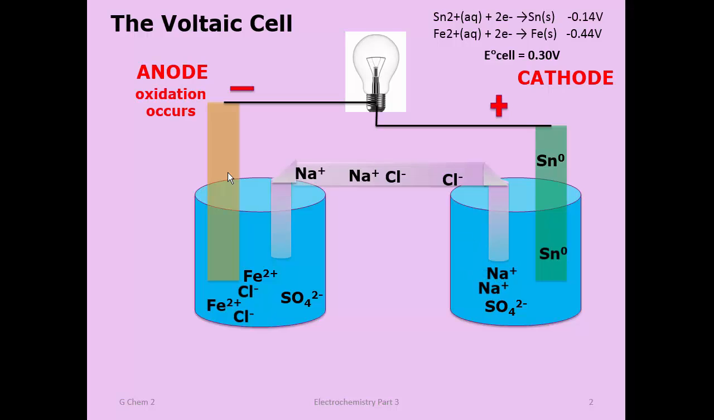And of course, a reminder again, at the anode, oxidation occurs. So therefore, you would literally be chewing up the metal if it was an active electrode. And at the cathode, reduction occurs, which would be creating more metal, so the cathode would be growing.